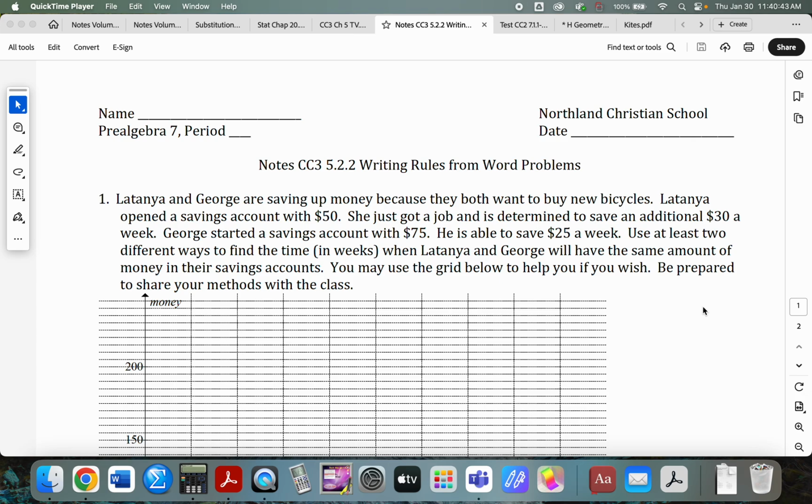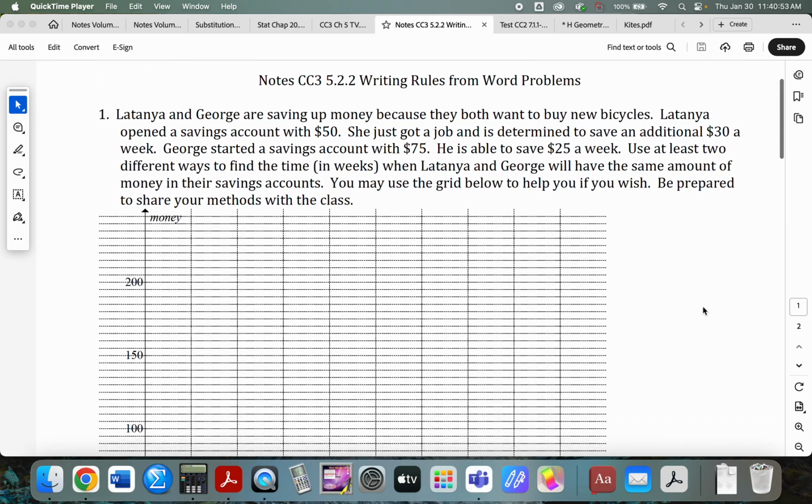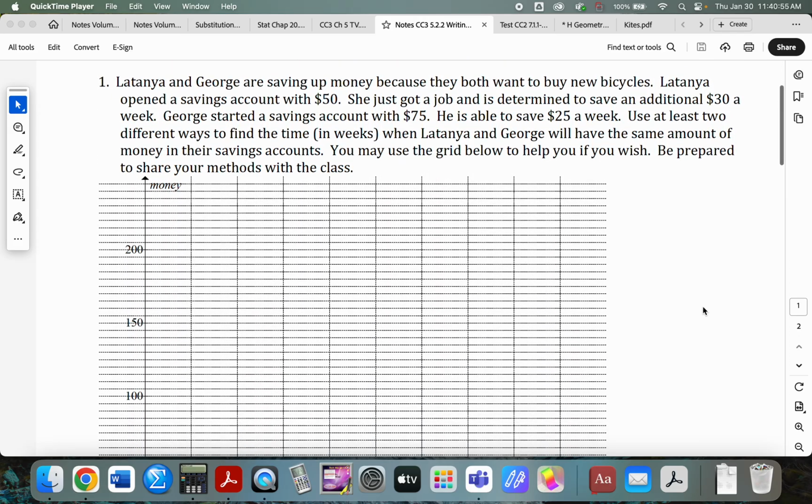All right. So let's take a look at this problem. Latanya and George are saving up money because they both want to buy new bicycles. Latanya opened a savings account with $50. She got a job and is determined to save an additional $30 a week. George started with a savings account of $75 and he was able to save only $25 a week.